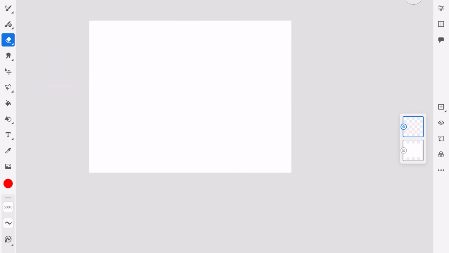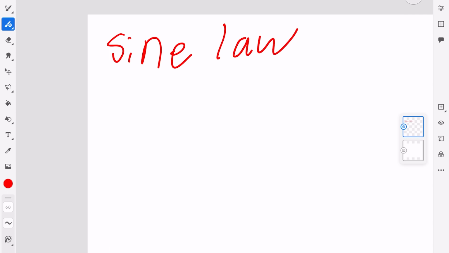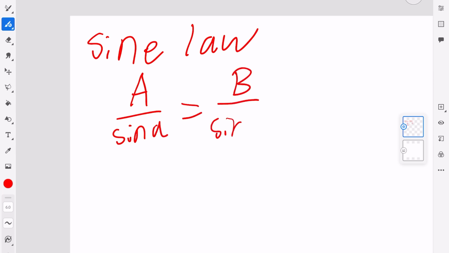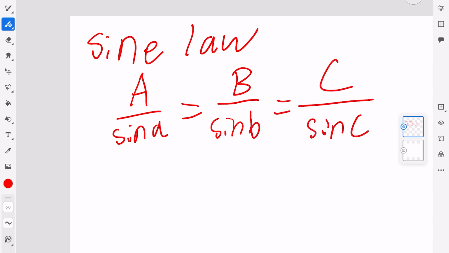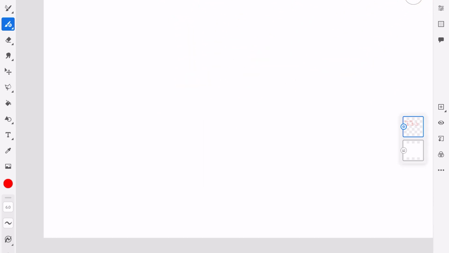Alright, now let us move on to the sine law. This one is a over sine a equals b over sine b equals c over sine c. I made that a little too big, so we're going to draw everything else a bit smaller.